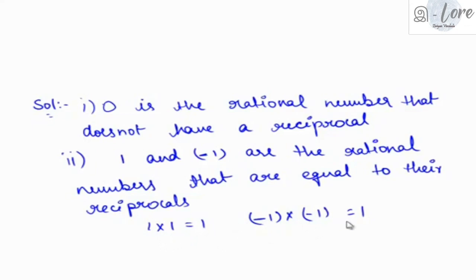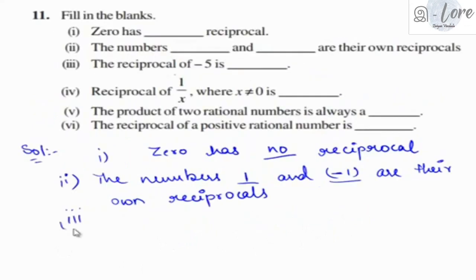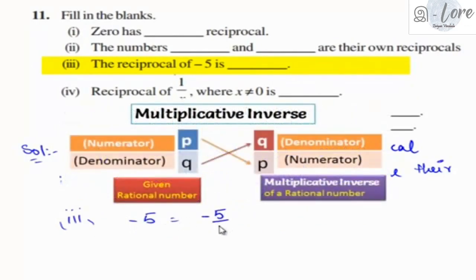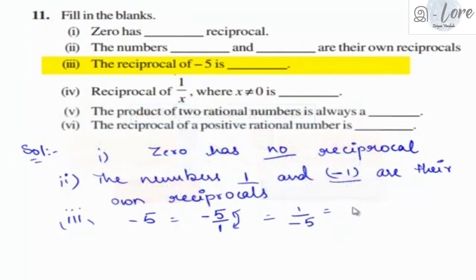Third question: the reciprocal of minus 5. Reciprocal means just exchanging the numerator and denominator. So minus 5 can be written as minus 5 by 1. When interchanging the numerator and denominator, you will get 1 by minus 5. And we know the denominator should not be negative. So the standard form is minus 1 by 5. The reciprocal of minus 5 is minus 1 by 5.